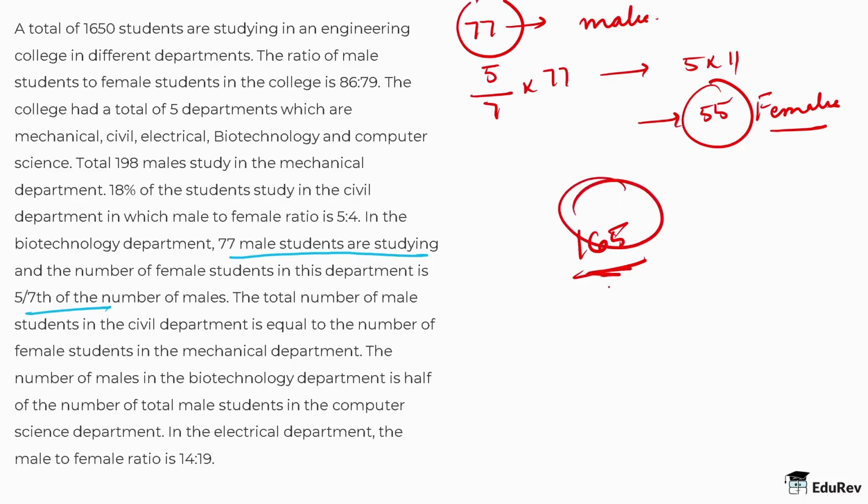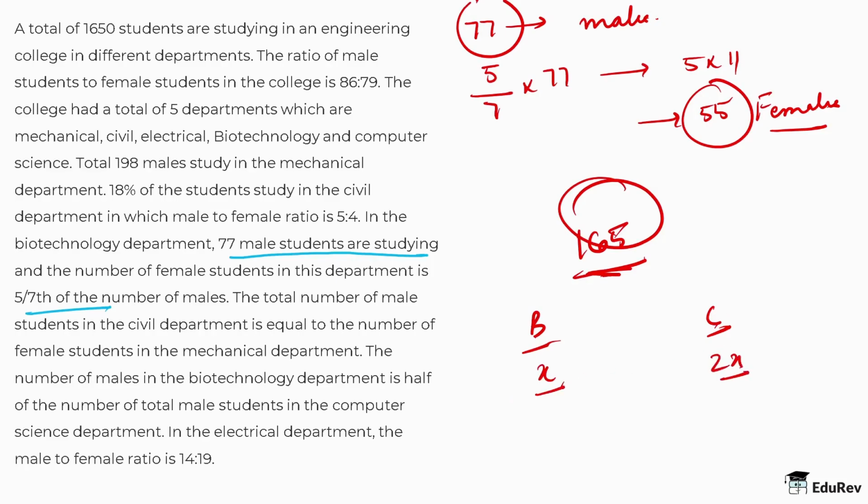your 165. Now, as the number of your male students in your biotech department is half of the number of your male students in the computer science department, the number of male students in computer science needs to be twice of that, right? Basically what they are saying, let's suppose this is biotech and this is computer science. If in your biotech you have x number of students, then in your computer science you have to have 2x.